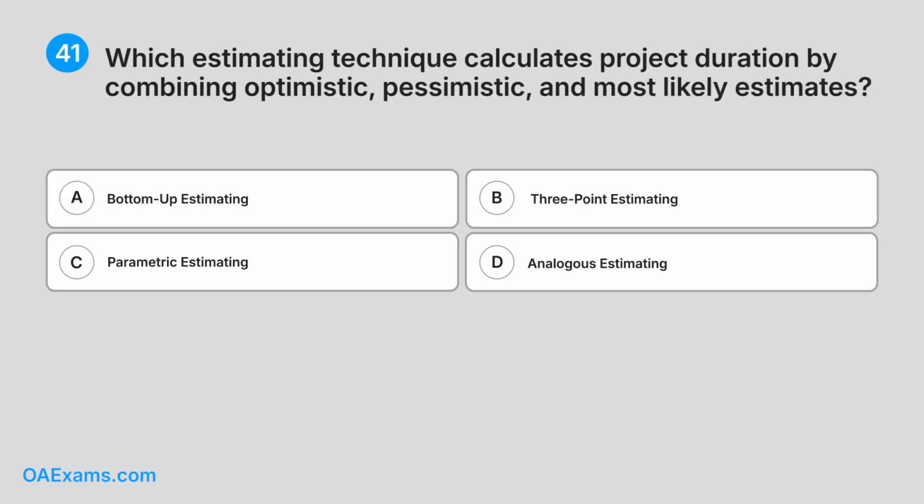41. Which estimating technique calculates project duration by combining optimistic, pessimistic, and most likely estimates? A. Bottom-up estimating. B. 3-point estimating. C. Parametric estimating. D. Analogous estimating. Can you guess the answer?